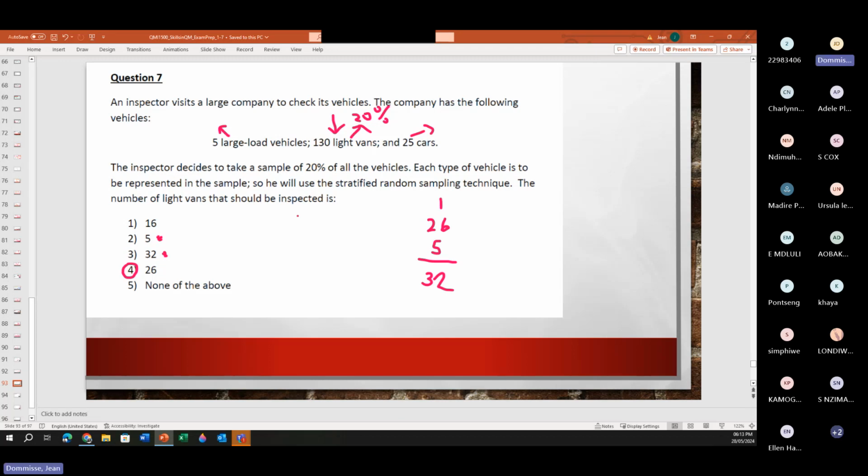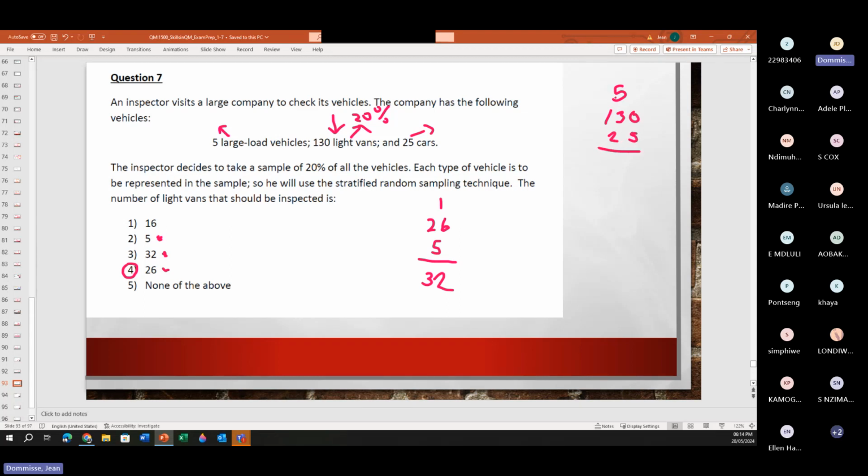For us, the number of light vans is 26, and they probably could have at some point got to 16 as well. Okay, so when we look at this one, if I wanted the total sample, we could have also said, okay, there's 5, there's 150, there's 25.